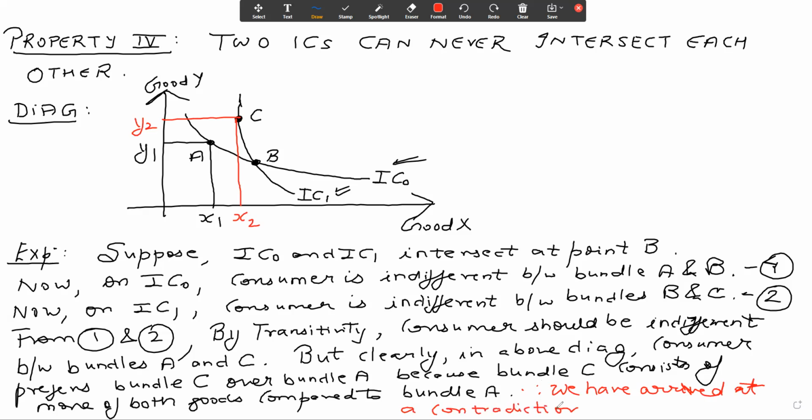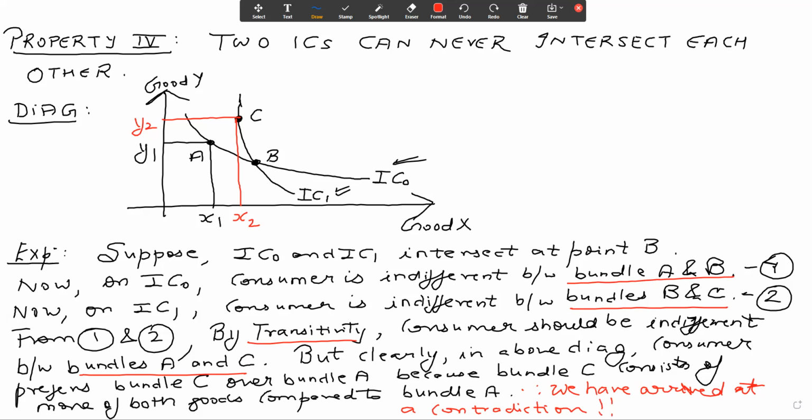We can clearly see a contradiction coming in our argument, because if you look at transitivity, if the consumer is indifferent between A and B and C, then by transitivity, the consumer should be indifferent between A and C also. That means A and C should lie on the same indifference curve, but in the diagram, you can see A and C are not lying on the same indifference curve. In fact, the consumer prefers bundle C over bundle A because bundle C consists of more of both the goods as compared to bundle A. That means we have arrived at a contradiction.